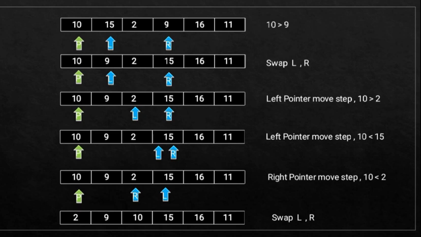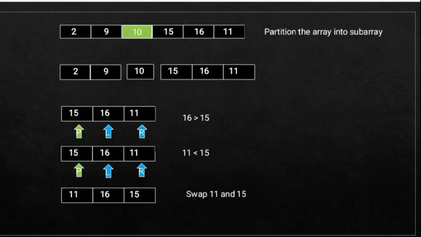Now we swap the pivot value because the right pointer variable and the left pointer variable met. So you swap the pivot value. Now partition the array. The left subarray is 2 and 9. The right subarray is 15, 16 and 11. The left subarray is already sorted, so you do not consider it. The right subarray is not sorted.